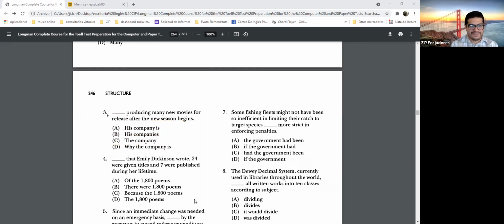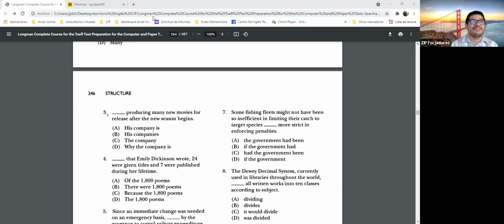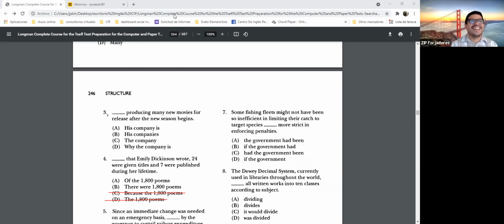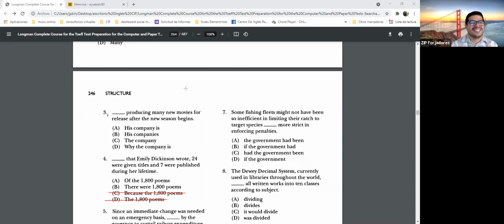Number 4, you said. I changed my answer. Yes, number four, you chose first letter D, and it's incorrect. Then you chose letter C, and also it's incorrect. Oh my God. I was confusing that one, to be honest. Why? I'm not sure about that. That is a connector in that sentence? Yes, I was confused about that.